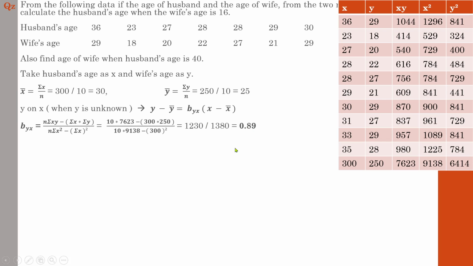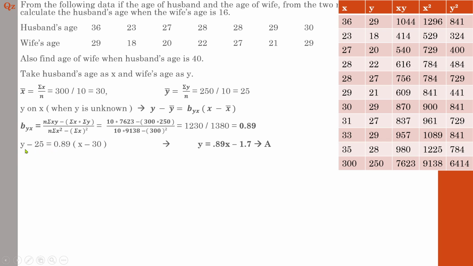So once you found the value of b by x, just substitute the value of b by x, this one, in this equation, as well as the value of mean in this one. By doing that, you will get y minus 25. See, y minus y mean. Y minus y mean is here 25. Y minus 25 equal b by x, already found 0.89, into x, we don't know, minus x mean 30. So this is the equation which we are going to need.